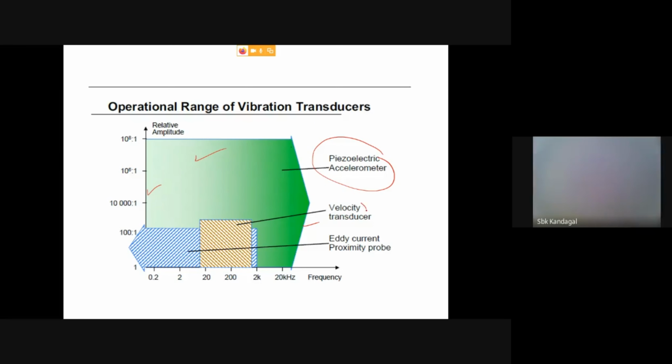And velocity sensors have some limitations. Eddy current probes also have some limitations, but eddy current probes and proximity probes are also important as far as the vibration of rotary systems is concerned, to find out the health of the system. But piezoelectric accelerometers are more popular to measure vibration, noise, pressure, everything.